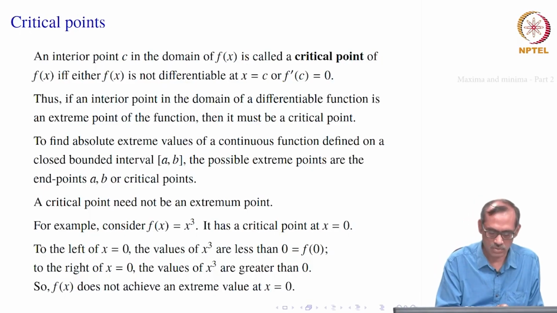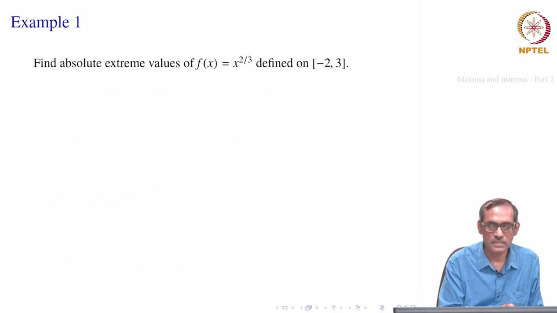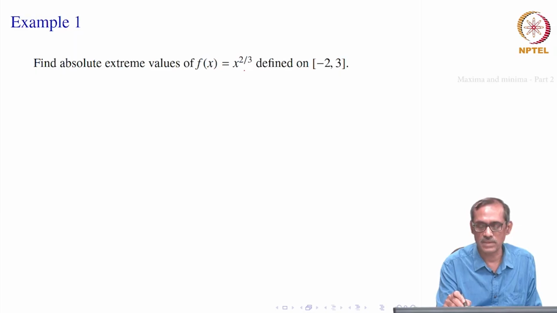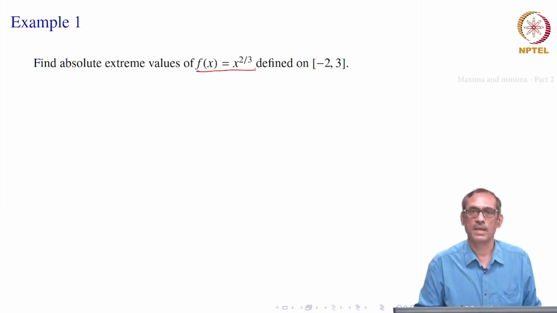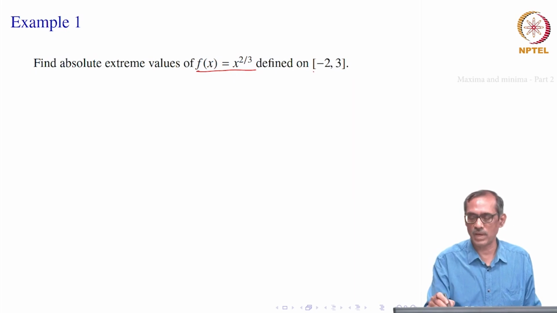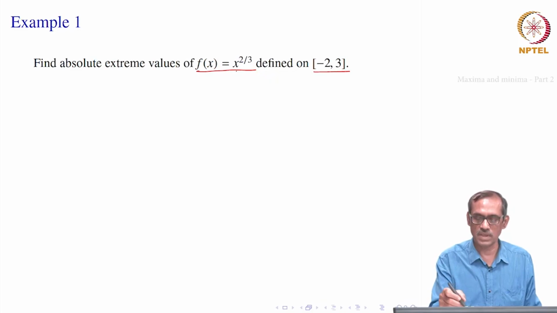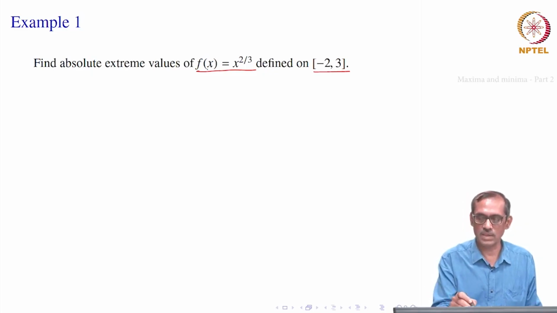So, let us see how to go about it. Say, let us consider an example. Find the absolute extreme values of f of x equal to x to the power 2 by 3, where our function is defined only on minus 2 to 3. Though this function can be defined elsewhere, our search is limited; the function is defined on this interval only, minus 2 to 3. And how does it act?